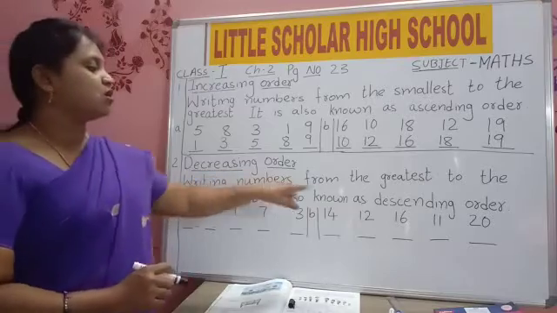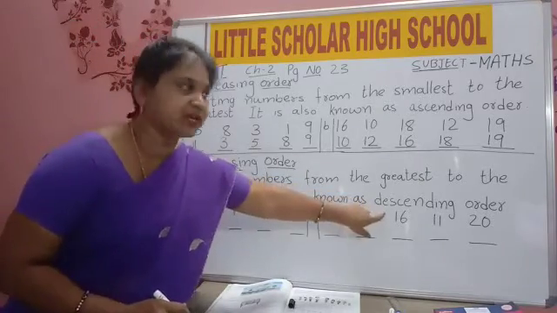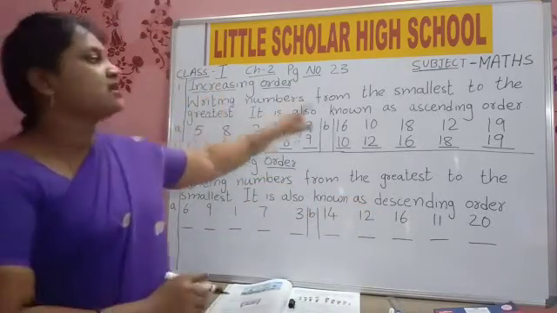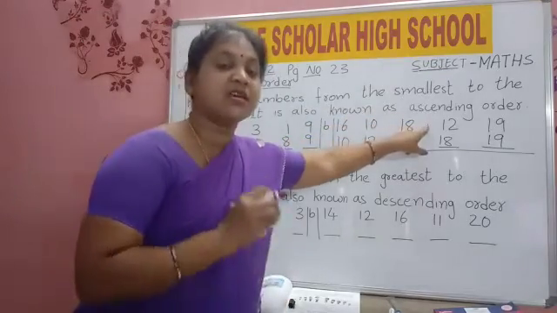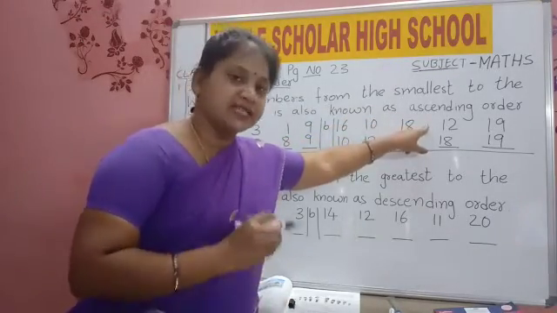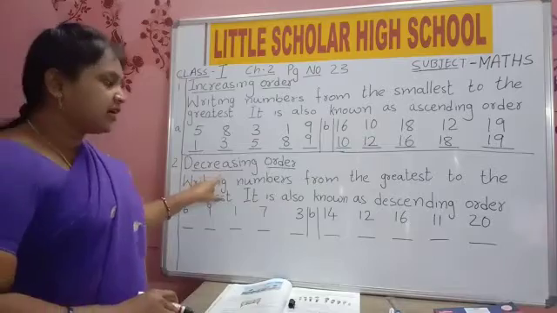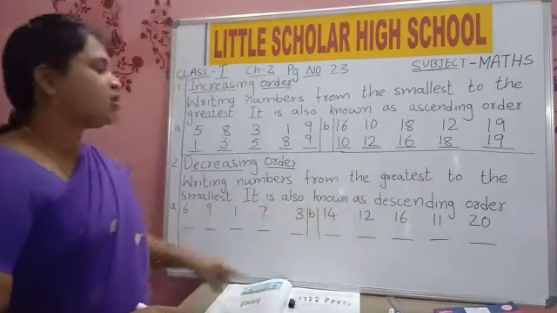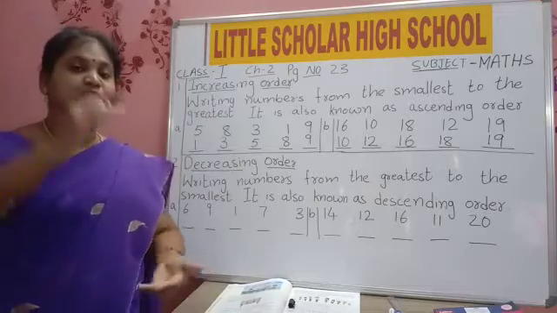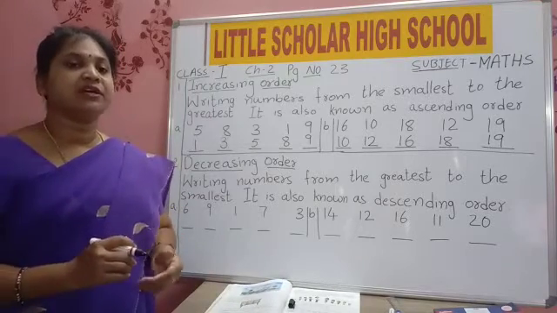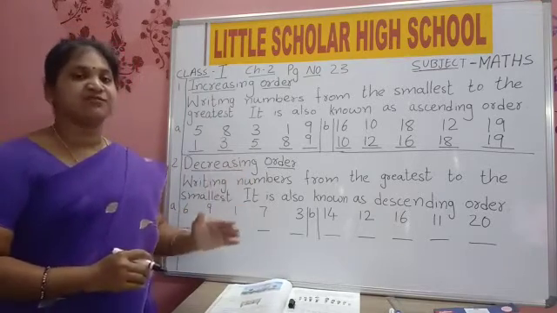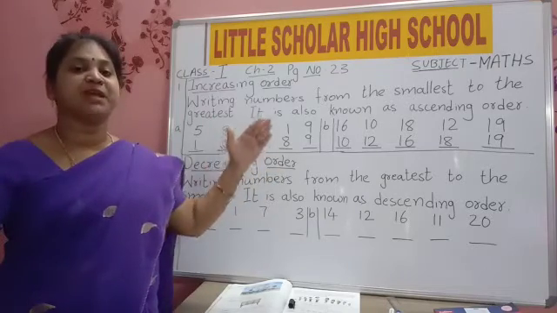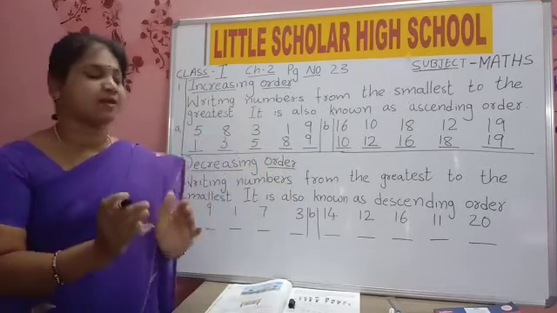Decreasing order is also known as descending order. Increasing order is known as ascending order. Descending order means greatest to the smallest. Descending order means arranging the numbers from greatest, meaning biggest number, to the smallest number.